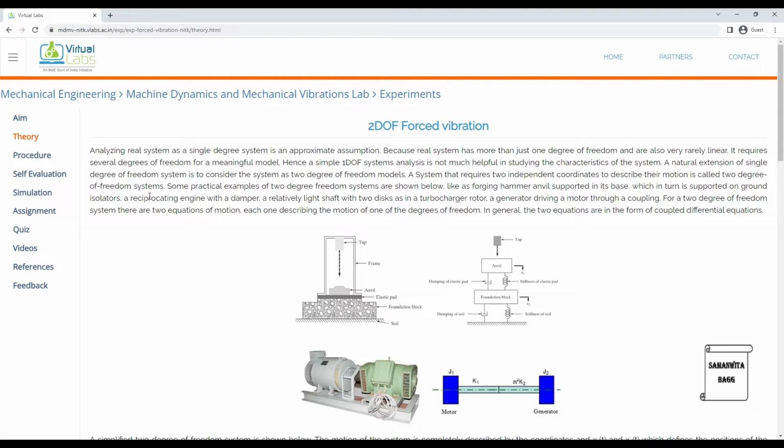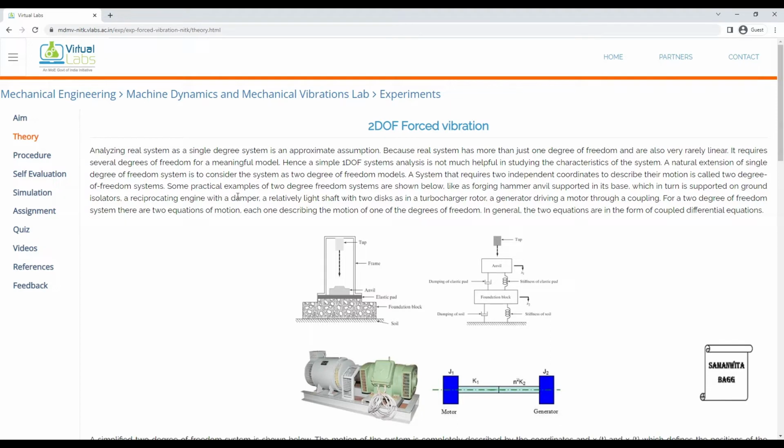Here we have shifted from 1 degree of freedom to 2 degree of freedom. The reason being, most of the machines in the universe are not based on 1 degree of freedom. Obviously, there will be a second degree to it, hence the requirement of this study.